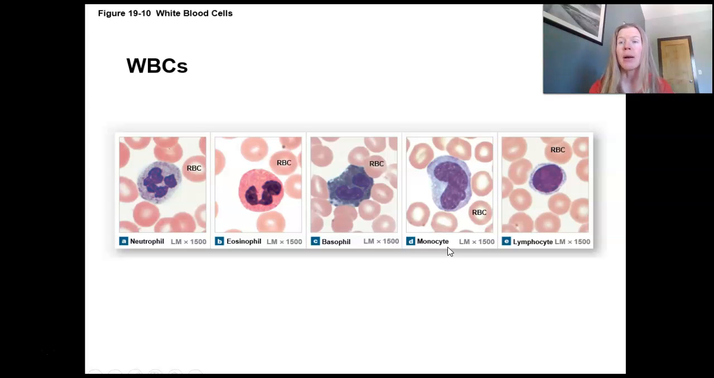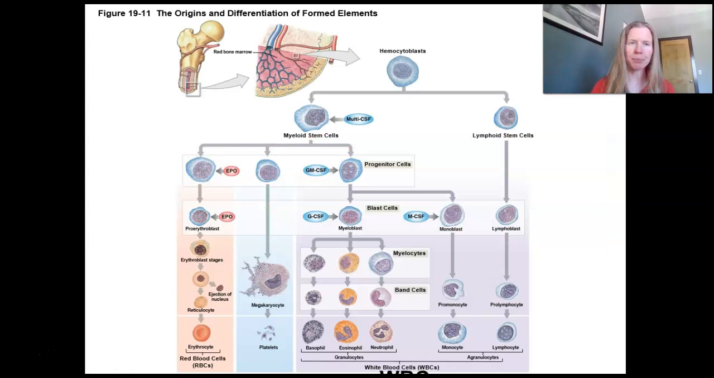Monocytes, these are, again, phagocytic cells. Once they leave circulation, we call them a macrophage. So don't get those two confused. They're essentially the same thing. While it's in the blood, it's a monocyte. Once it's in the tissues, we call it a macrophage. And then, of course, your lymphocytes, which are super important in that specific immune response.